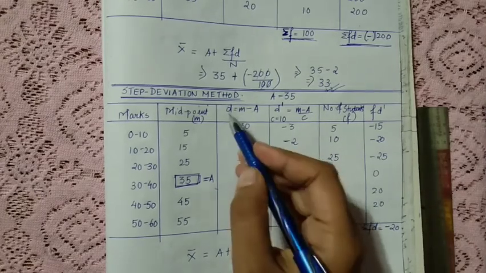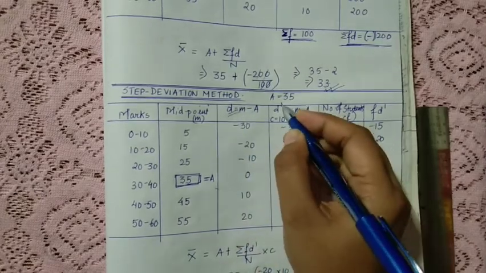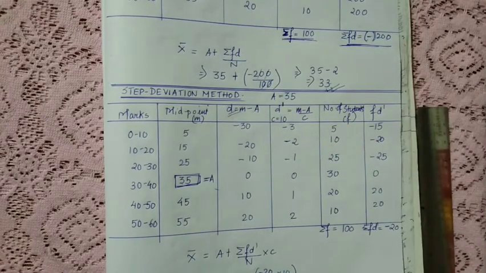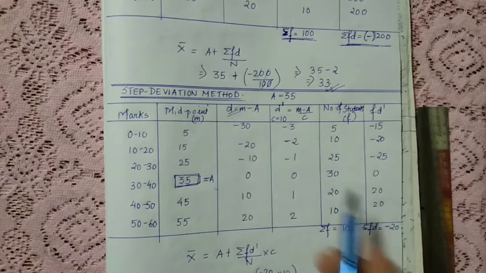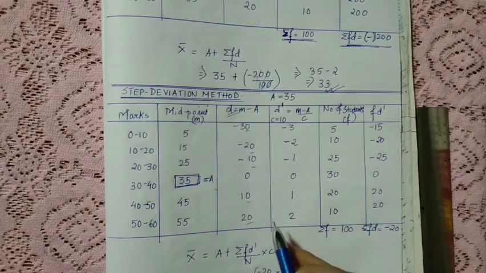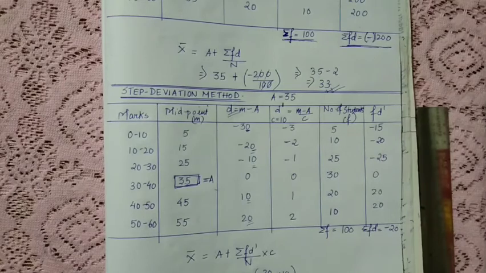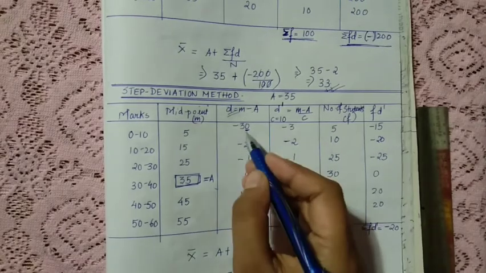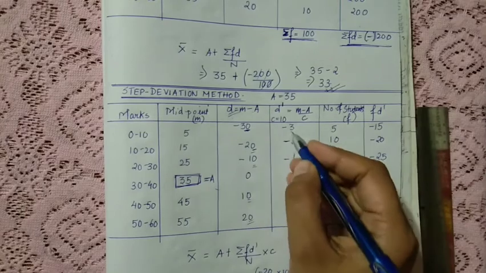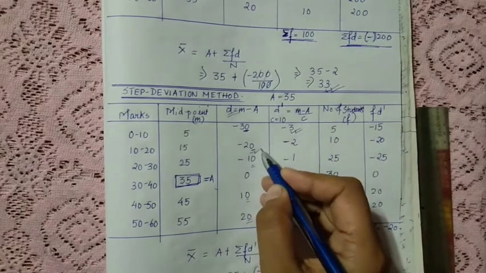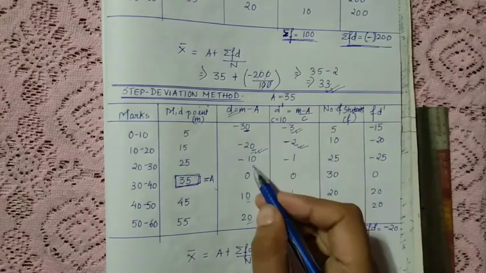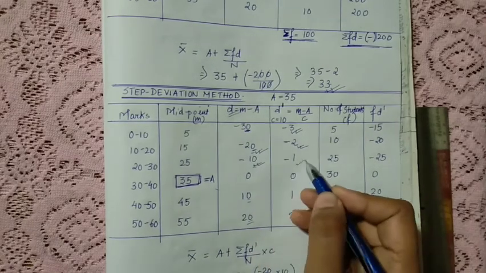Once you find out d, now you will find out d dash. Why do we find d dash? So as to simplify the values and get smaller values in place of larger values. What is the common factor in all these cases? All the numbers have 0, so we can get rid of this 0 by dividing by 10. Since the value is minus 30, we divide by 10 and get minus 3. Minus 20 divided by 10 is minus 2. Minus 10 divided by 10 is minus 1.